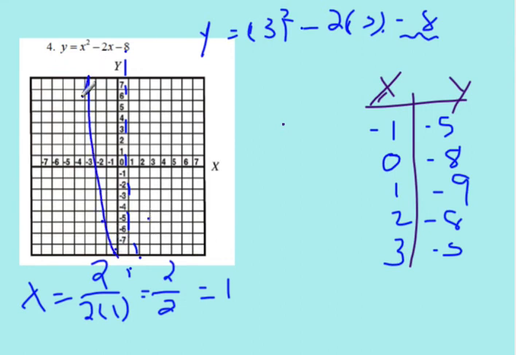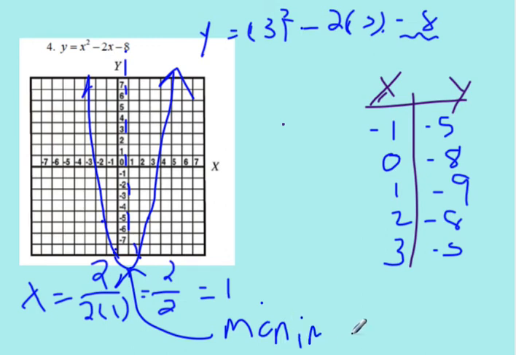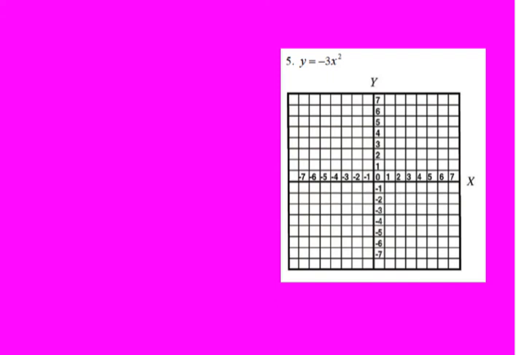So now I have a parabola that is ready to be graphed. So that is my final answer. Notice that a is greater than 0. So again, the vertex is a minimum. Okay, let's take a look at this last problem here for this note video.